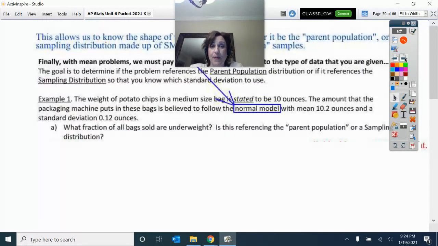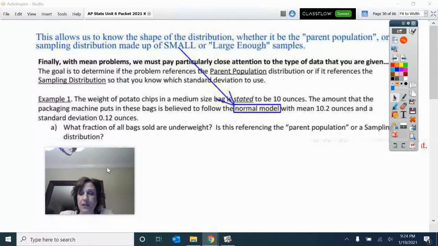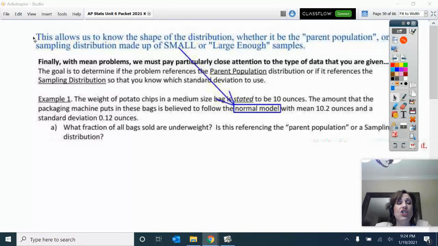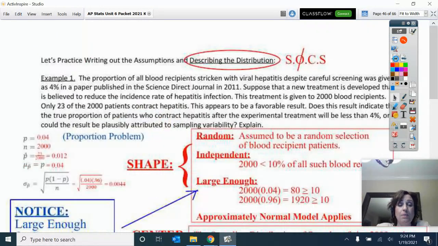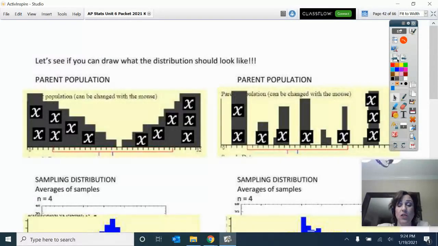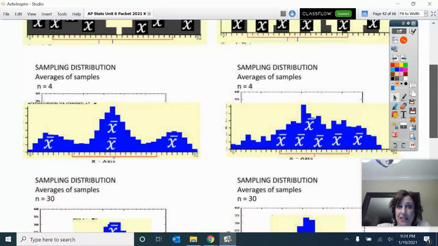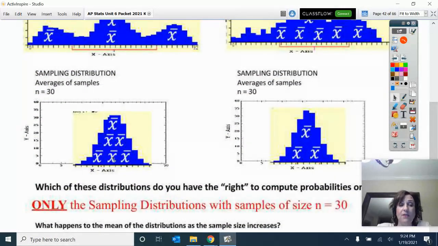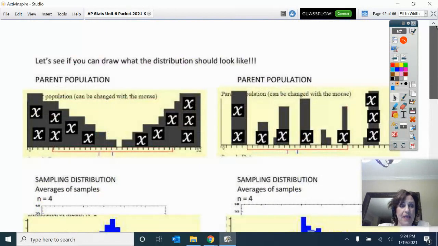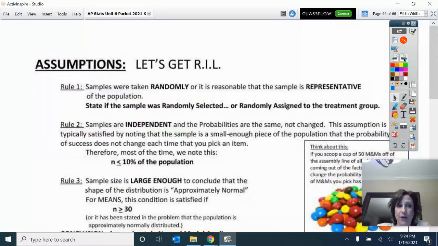Now, let's take a look at this next page. So we're going to take a look at these mean problems and pay close attention to whether we're discussing the population or a sampling distribution. So what you need to remember is what this looked like back here when we were talking about a population versus the sampling distribution, the ones that were made from X bars as opposed to being made from all the individual X's.